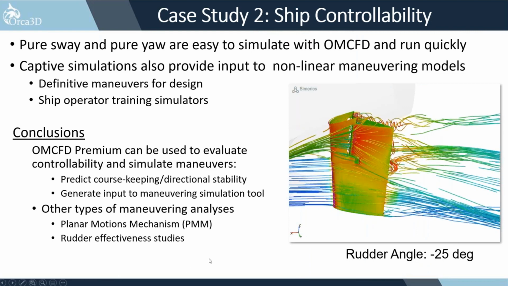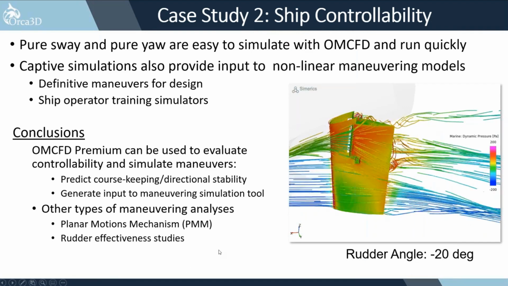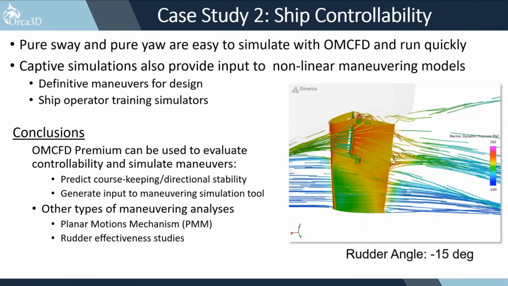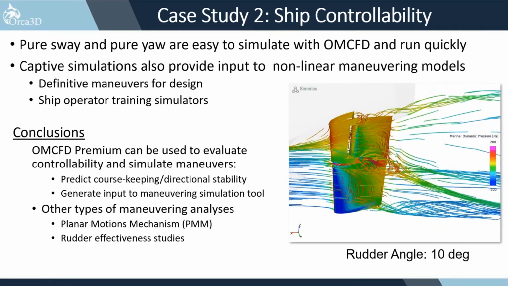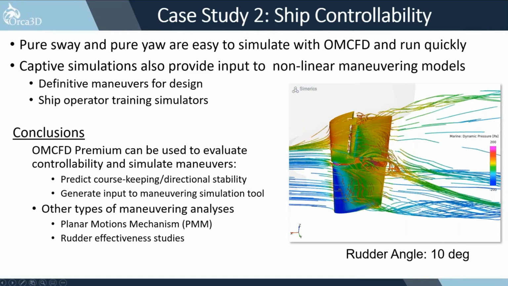Here's a specific example where we looked at effectiveness of a rudder at various angles of deflection. So you can see this horn rudder changing its deflection angle, and you can measure forces and moments and look at the flow patterns with these different angles. Okay, so those are the first two case studies.